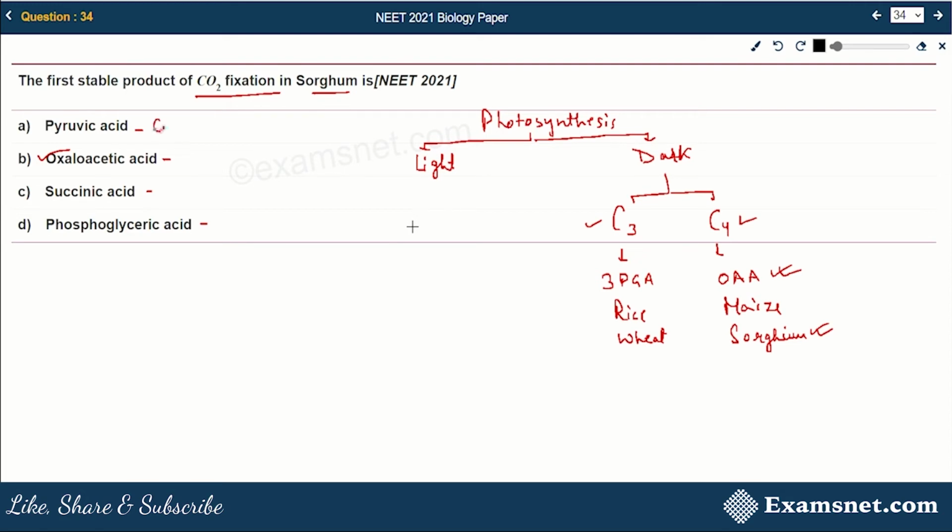It is the end product of glycolysis, whereas succinic acid is the intermediate product of Krebs cycle. So these two are not related to photosynthesis. Phosphoglyceric acid is related to photosynthesis but in C3 plants, and oxaloacetic acid in C4 plants. So I hope you understood.